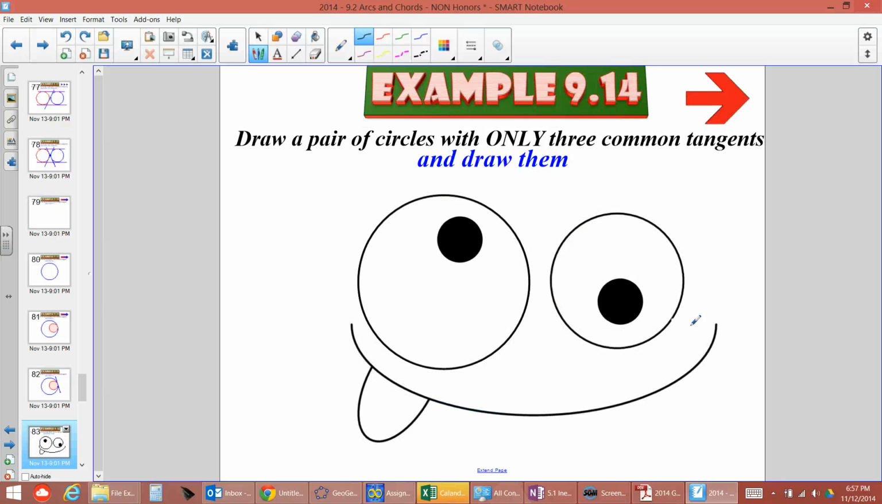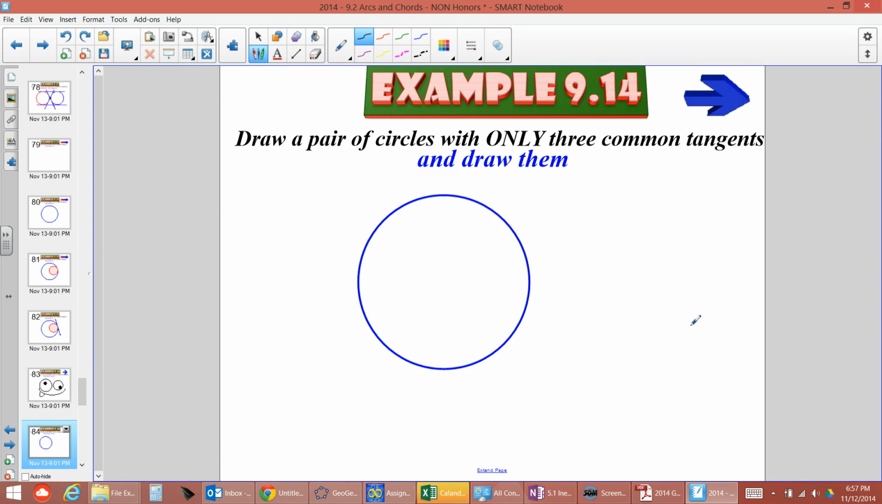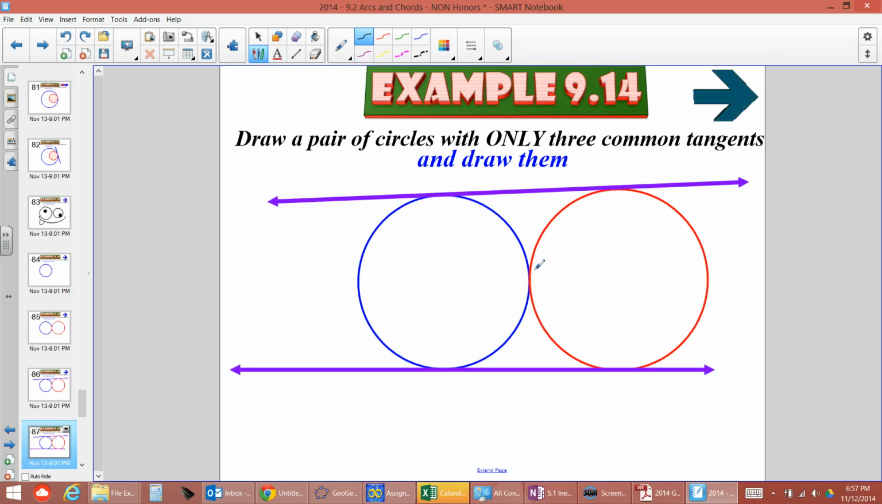Okay, over here, let's see. Draw a pair of circles with only 3 common tangents. Okay, well, if we draw them where they're touching just once in the middle right here, then we're going to have 2 externals and only 1 internal. So that's how we draw 3 common tangents.